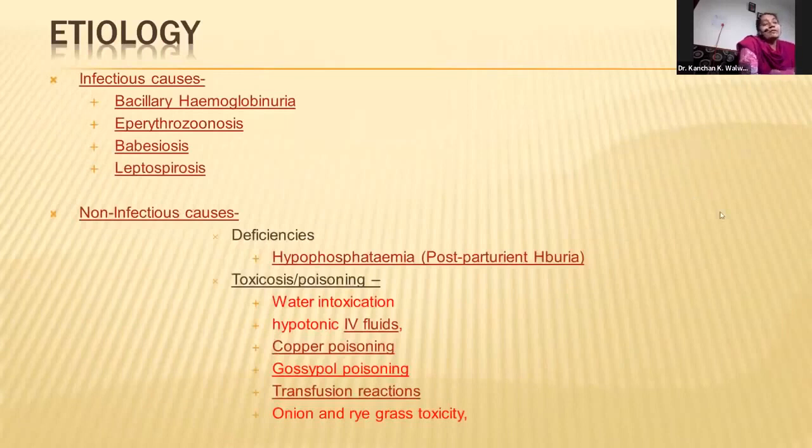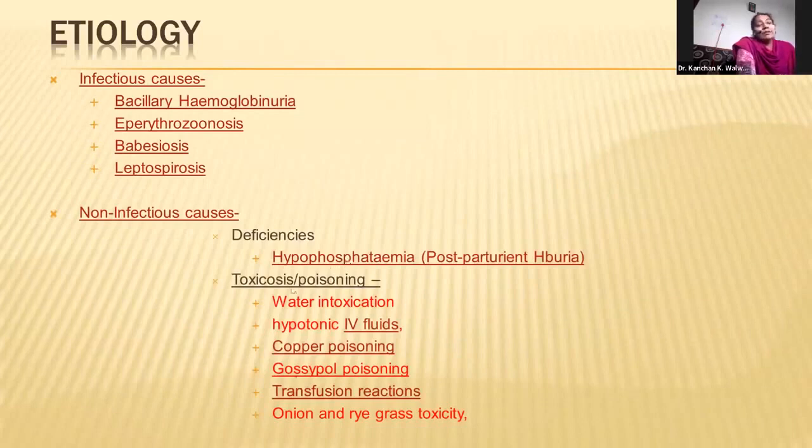So first, it can be divided into two: infectious or non-infectious causes. Infectious causes like bacillary hemoglobinuria, Eperythrozoon, then Babesia, Leptospira, even Clostridium perfringens also causes hemoglobinuria. Then non-infectious causes may be either deficiency or excess. So deficiency, the most important deficiency is of phosphorus, where you can see the hemoglobinuria. That is called post-parturient hemoglobinuria.